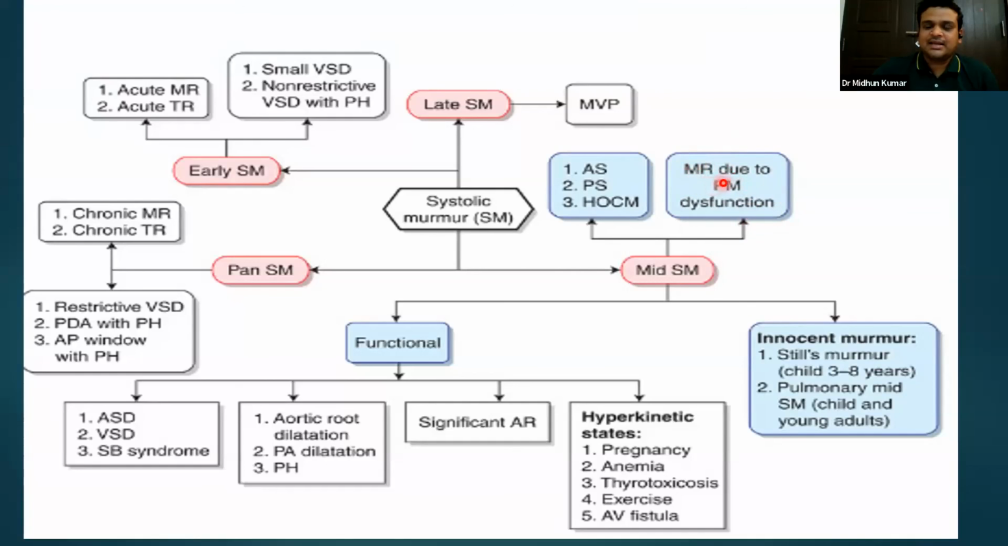Mitral regurgitation can occur in a number of etiological conditions. It can occur due to primary MR or secondary MR. Whenever the MR is secondary, due to papillary dysfunction or mitral collapse, it can be either a mid-systolic or late systolic murmur.